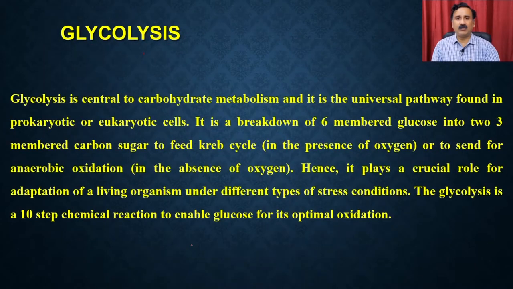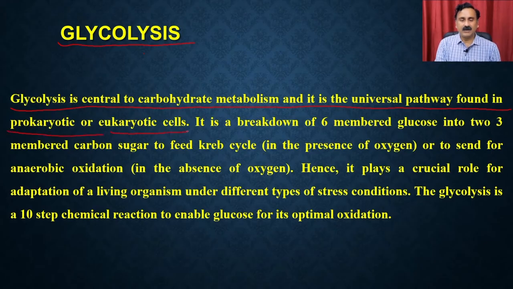When we talk about the cellular metabolism of carbohydrates, it starts with glycolysis. Glycolysis is the first pathway involved in the catabolism of carbohydrates. Glycolysis is central to carbohydrate metabolism, and it is a universal pathway found in prokaryotic and eukaryotic cells. It is a metabolic pathway present in the cytosol of all cells which utilize carbohydrate as a source of energy, irrespective of whether it is a prokaryotic or a eukaryotic cell.